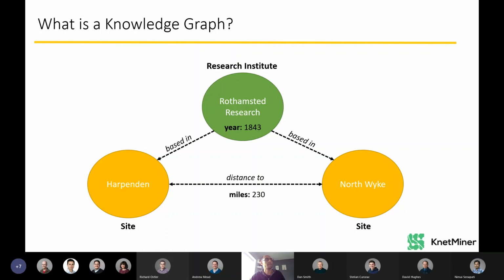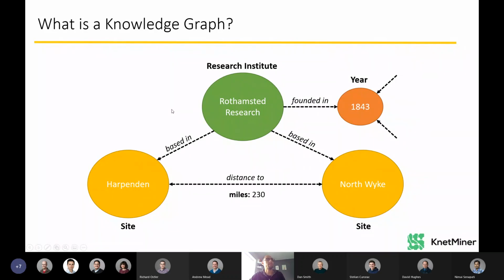There are lots of ways of modeling knowledge. For example, in this case, I added a property year to my node Rothamsted Research. I could have modeled it in a slightly different way. Instead of using a property, I could have created a new node called 1843 of type year, and a relationship that Rothamsted Research was founded in 1843. What that allows me to do is connect lots of other things that happened in 1843 to this node.